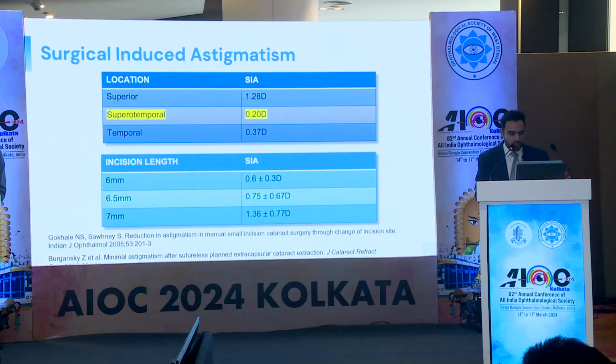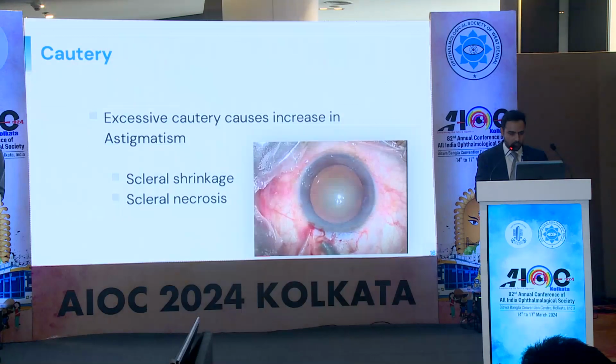And this was a study done by Gokhale et al. And they stated that superotemporal incision was the one which gave the least astigmatism, which was around 0.2 diopters. And the rest, the superior incision, as we've already talked about, gives the most amount of astigmatism. So it is better to go for a temporal or a superotemporal incision if we are thinking of correcting the astigmatism. And the length, as we all know, this is the amount of astigmatism that is usually caused, but it is mostly related to the surgeon.